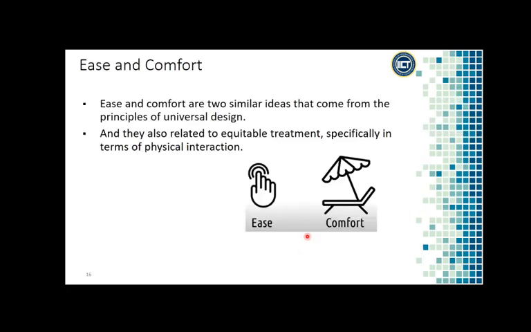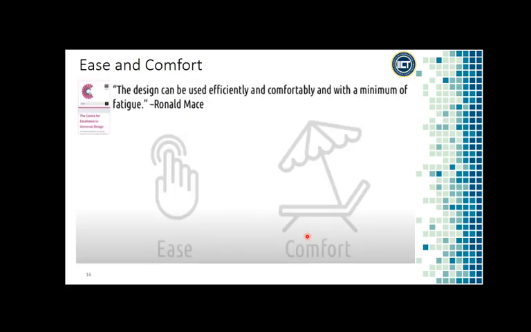Now another is ease and comfort. Ease and comfort are two similar ideas that come from the principles of universal design, and they also are related to equitable treatment, specifically in terms of physical interaction. In this case, Ronald Mace says that the design can be used efficiently and comfortably with a minimum of fatigue.